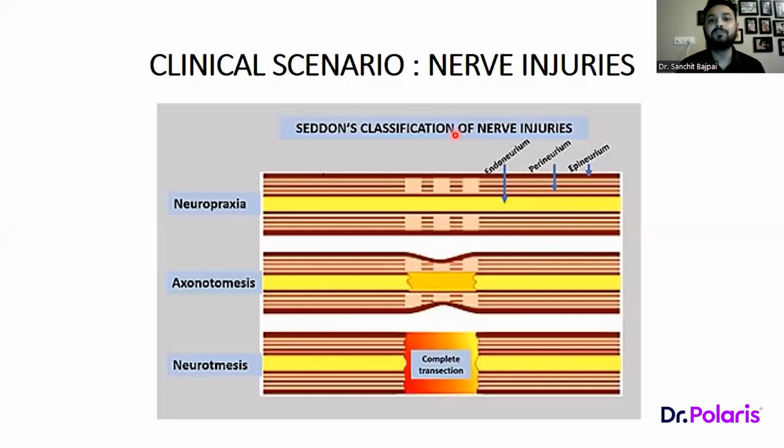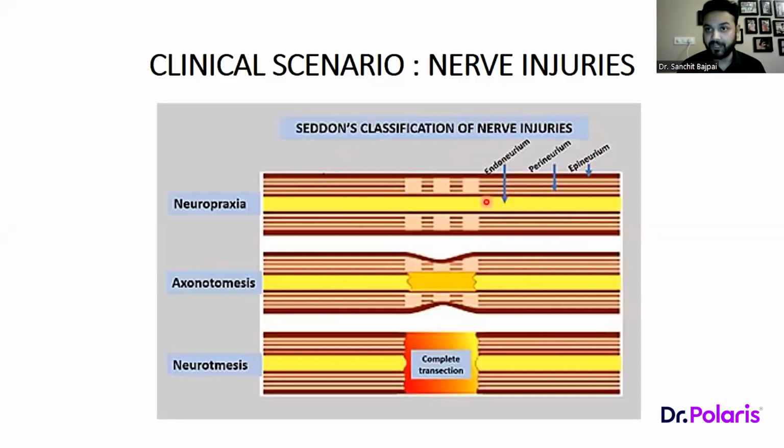Okay, so there was a person, his name was Seddon. He classified peripheral nerve injuries on the basis of this anatomical knowledge. What we have: endoneurium, perineurium, epineurium. On the basis of this, nerve injuries can be classified. So the innermost layer is endoneurium, you know, then above that is perineurium, above that is epineurium.